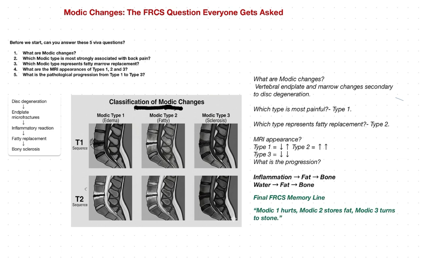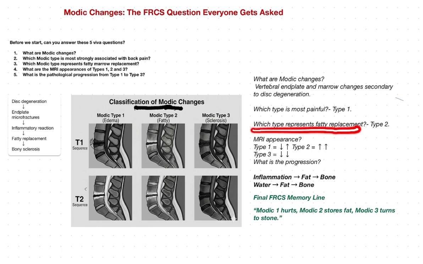And then we'll come to know the answers to all these questions. What are the Modic changes? That we have vertebral end plate and marrow changes secondary to disc degeneration. Which type is most painful? Type 1, because there is inflammation, and inflammation leads to more water, that is T1 dark and T2 bright.